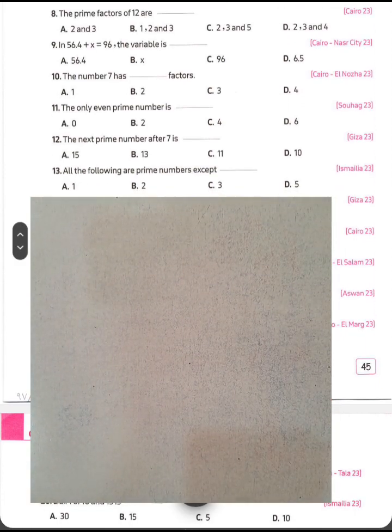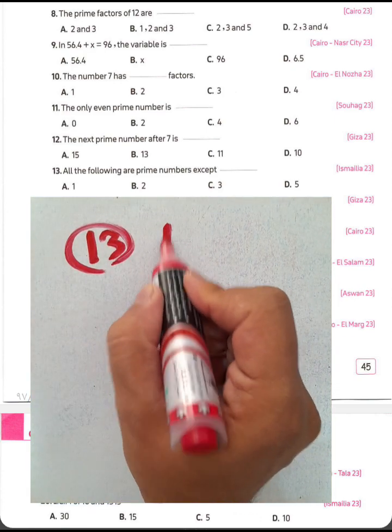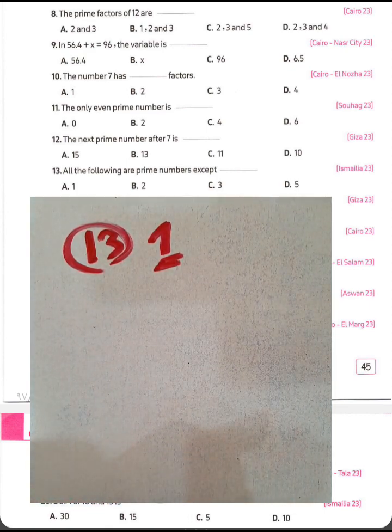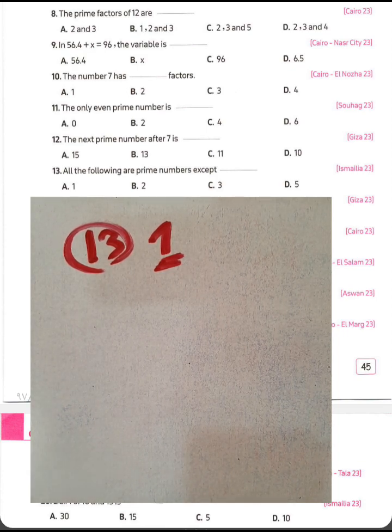Question 13. All following are prime numbers except what? Except 1. Number 1. Why? Because 1 is not a prime number. Why? Because 1 can be divided by itself only. But any prime number has only 2 factors. It can be divided by itself and 1. Okay.